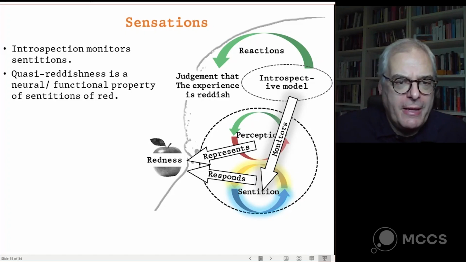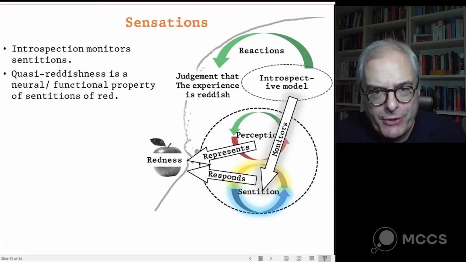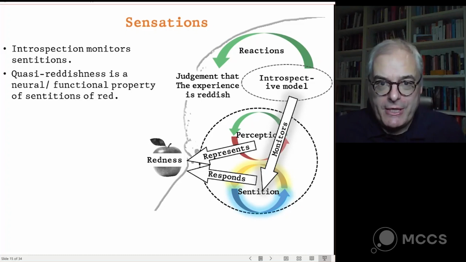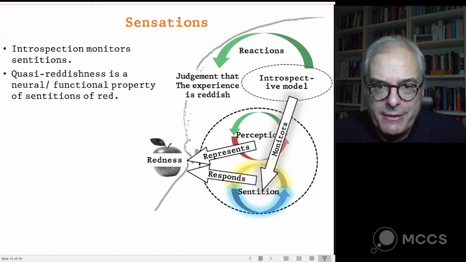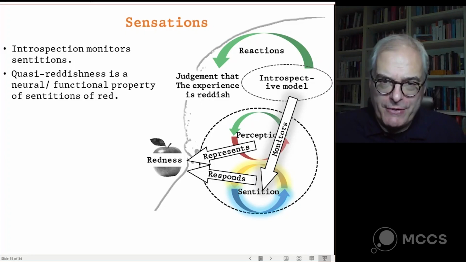Quasi-redishness is some property of sentitions of red. And when those sentitions are monitored, that generates what we call a sensation, which is the state we're inclined to describe as having a phenomenal character to it, as being reddish. So we have a sentition of red, which is an evaluative response to redness, a measure of what significance redness has for us, our introspective model.